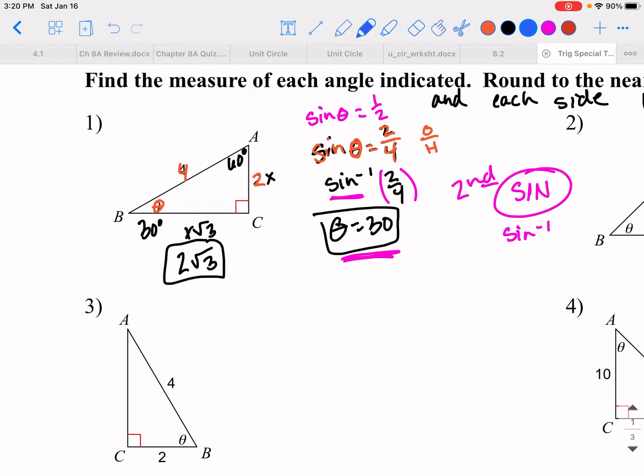So then we know this is 30, which means angle A has to be 60. And if you use the ideas of our special triangles, the side across from your 30 is always your generic x, so x would be 2. Your hypotenuse is 2x, which makes sense because 2 times 2 is your 4. And then your side across from the 60 is x square root of 3. So 2 square root of 3 would be your side across from your 60.